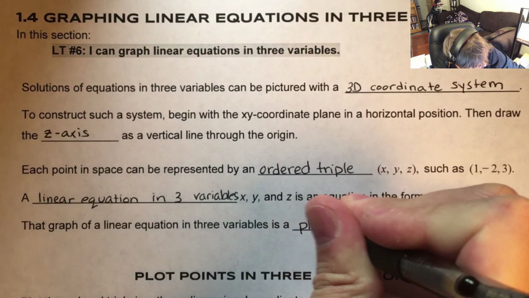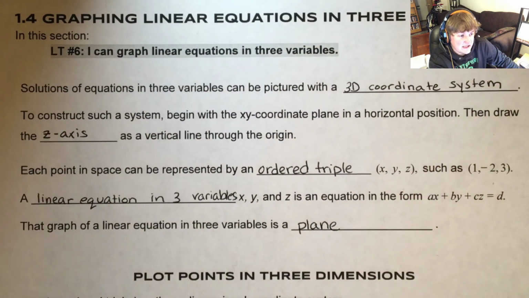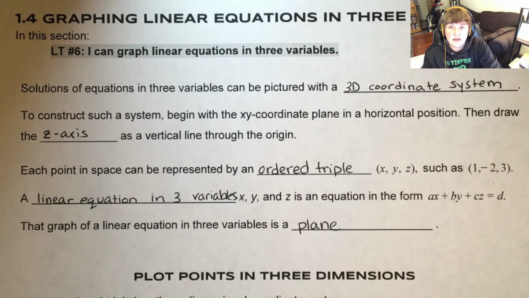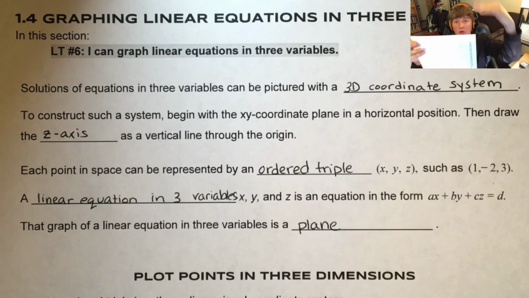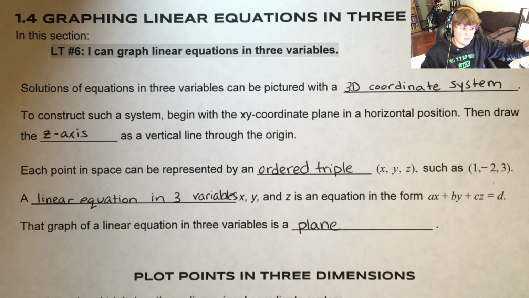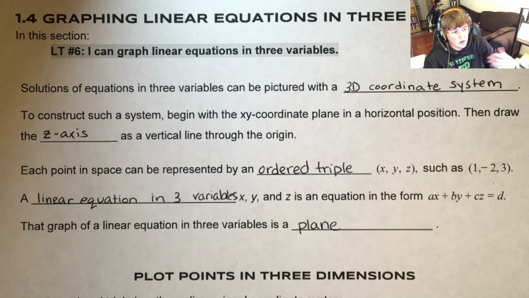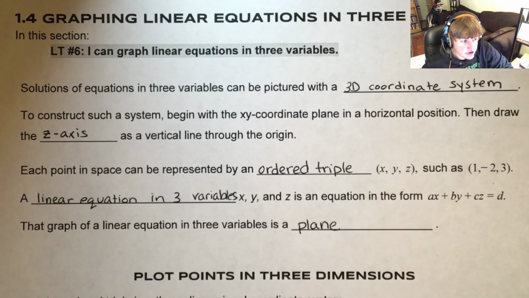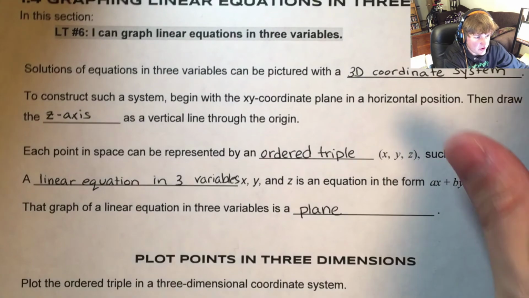Okay, so a plane we have discussed in geometry classes, but it's like a floating sheet of paper that extends out in all directions. So it could be floating like this, like this, like this. It can be sitting however it wants in space, and everything that lies on that infinitely thin sheet of paper is a solution.